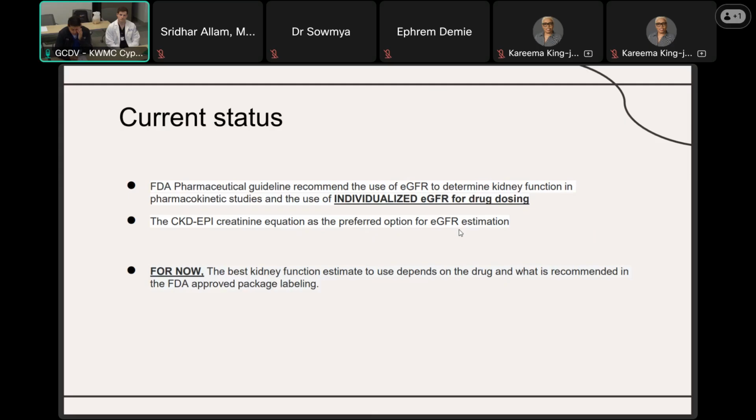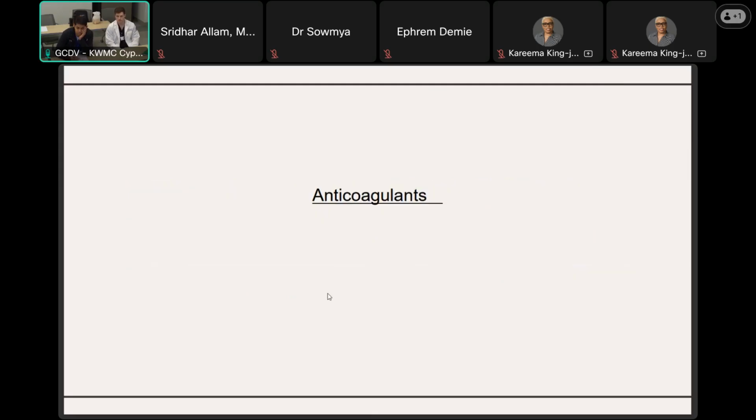But while this happens, it is unlikely that for some of these older medications, for example digoxin, we are going to have any more data. So for the time being, the best kidney function estimate to use depends on the drug and what is recommended in the FDA-approved packaging label, because it depends on what was studied when this drug was developed. Make sense?